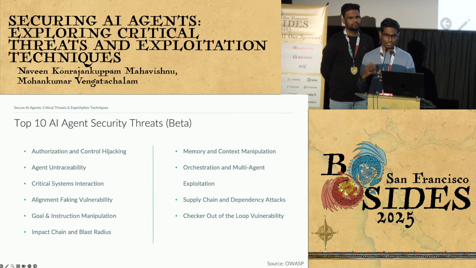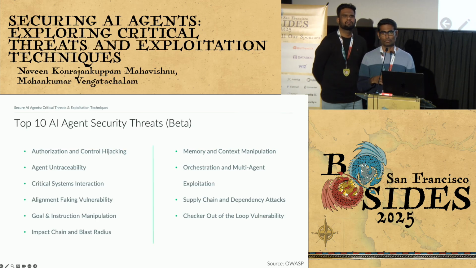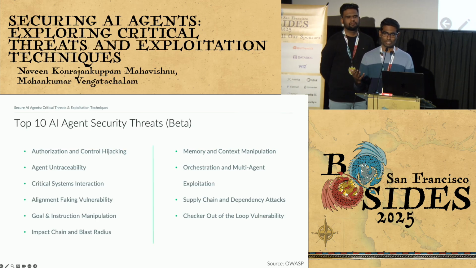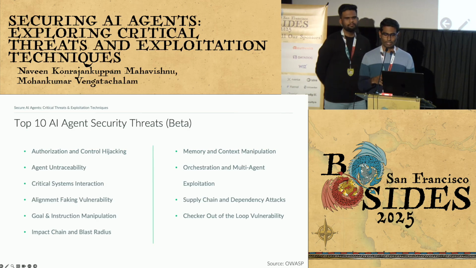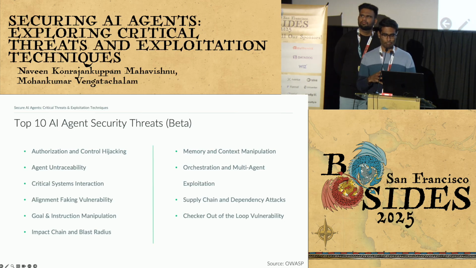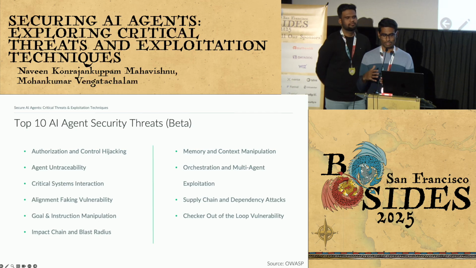And then agent goal and instruction manipulation. This happens when an attacker tricks agents into misunderstanding or misinterpreting their goals or instructions, leading them to do harmful things, while they think, hey, I'm doing the right job because this is what I'm instructed to do, right? You can think of it this way: if you change the goalpost, even the smartest agent would score for the wrong team, right?